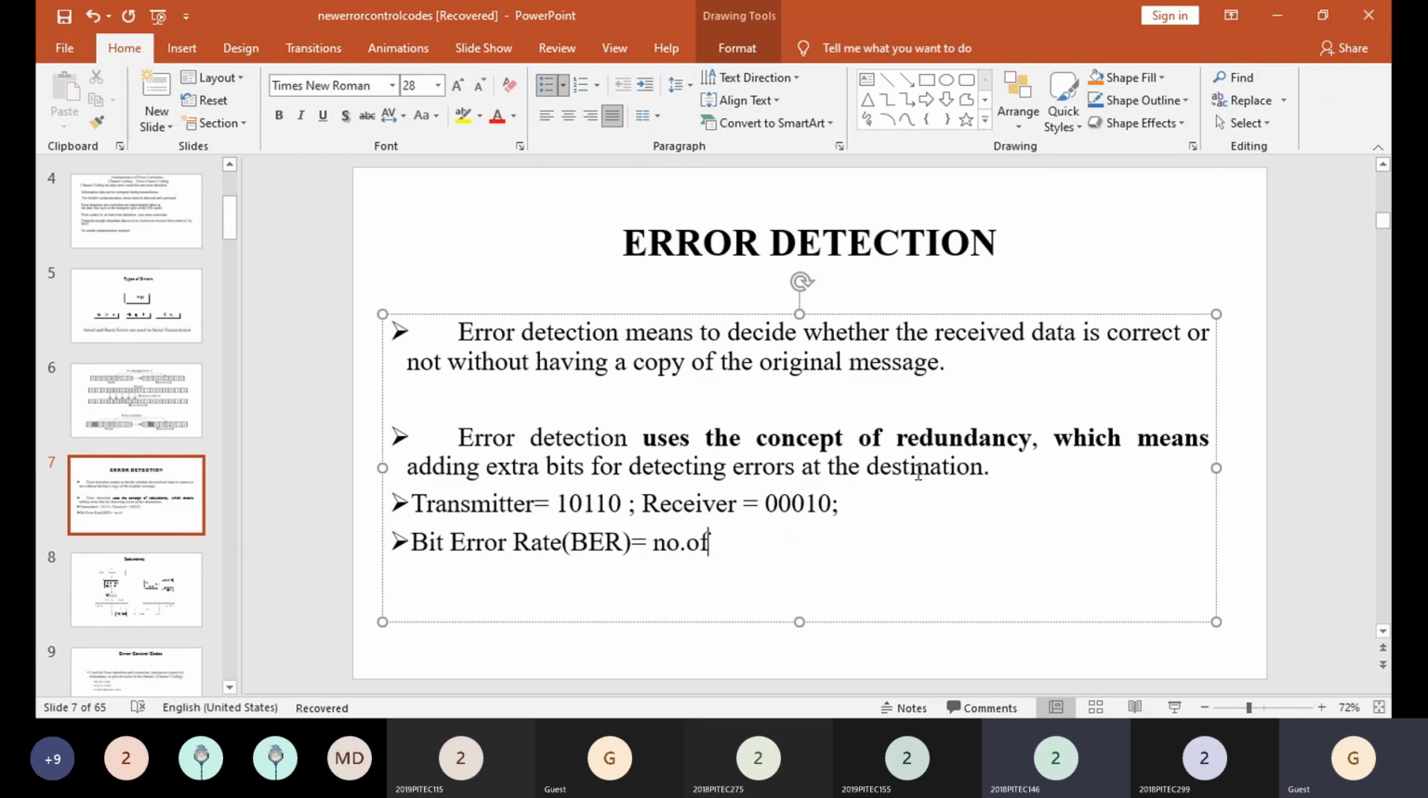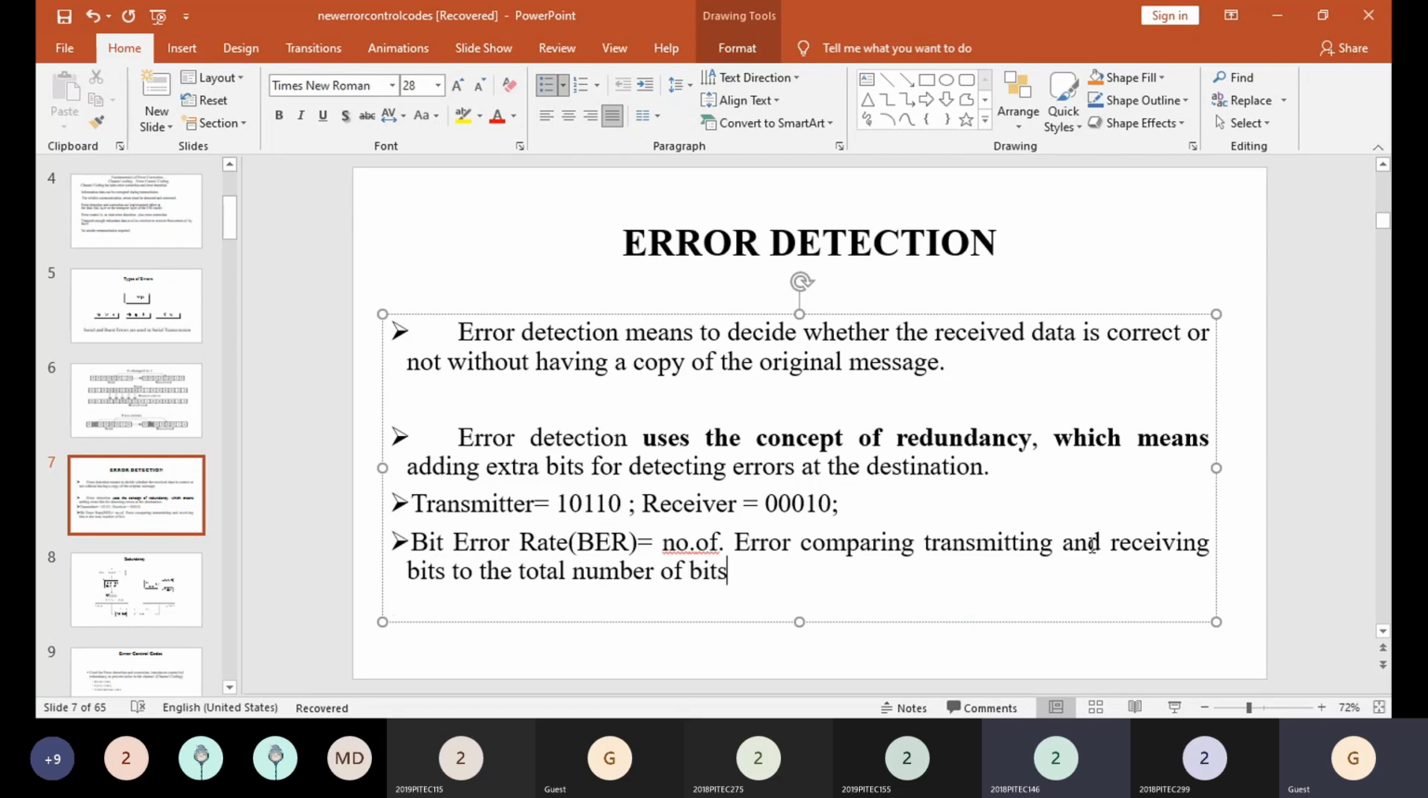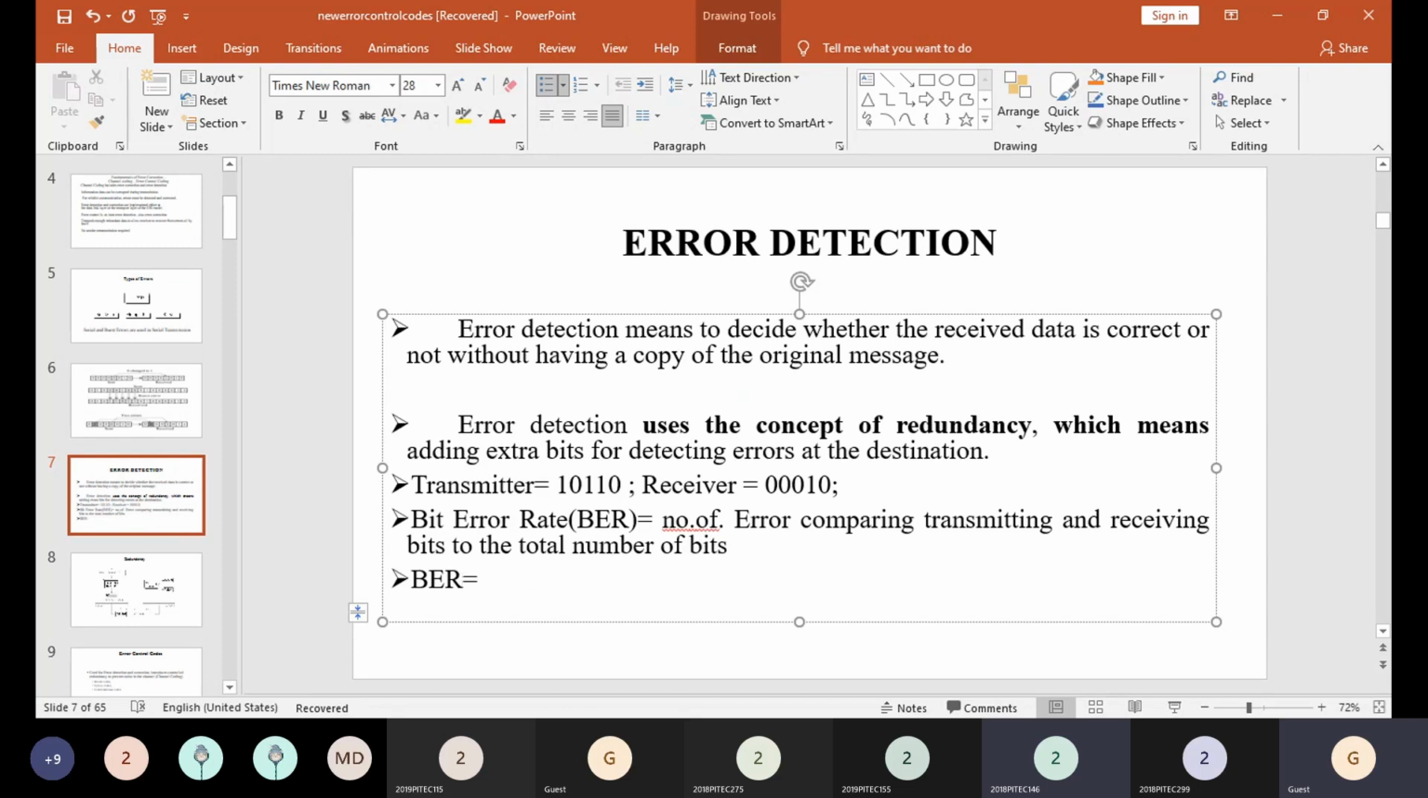So if you want to find out the bit error rate, it is the number of errors comparing transmitting and receiving bits, to the total number of bits. Okay, so if you want to calculate the bit error rate for this particular system, let me say BER. So this particular BER is nothing but, you see here you have 5 bits.